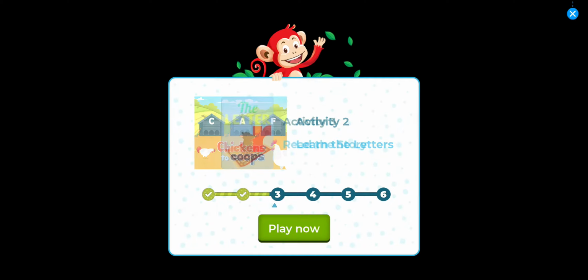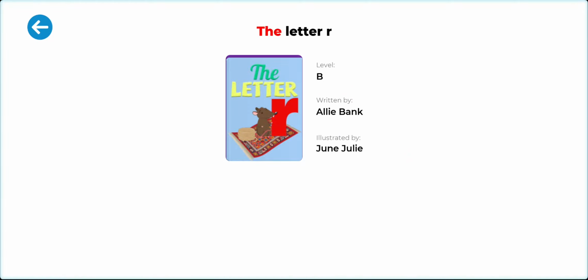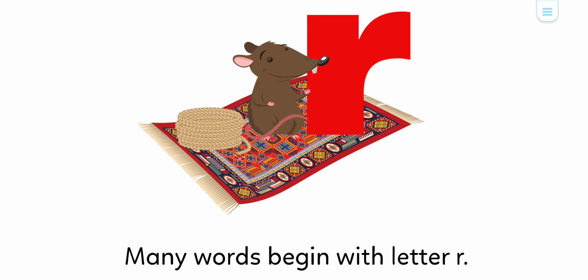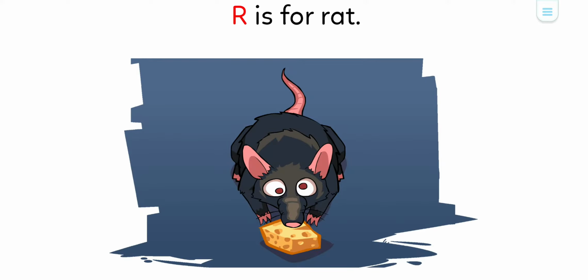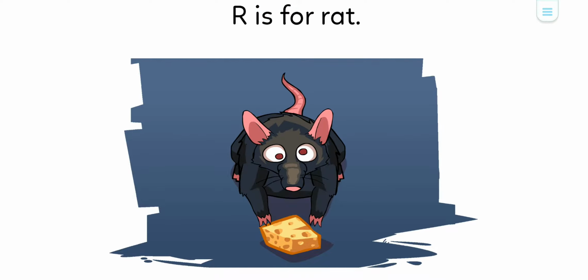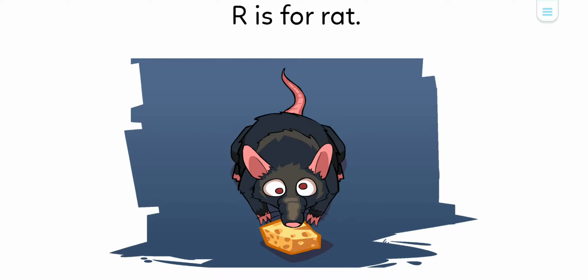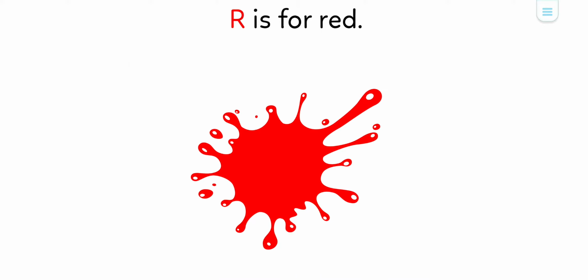Activity 3. Read the story. The letter R. Written by Ally Bank. Illustrated by June Julie. Many words begin with letter R. R is for rat. R is for red.